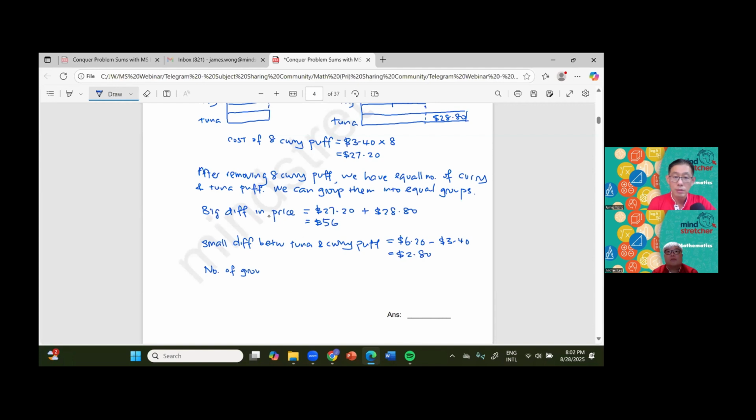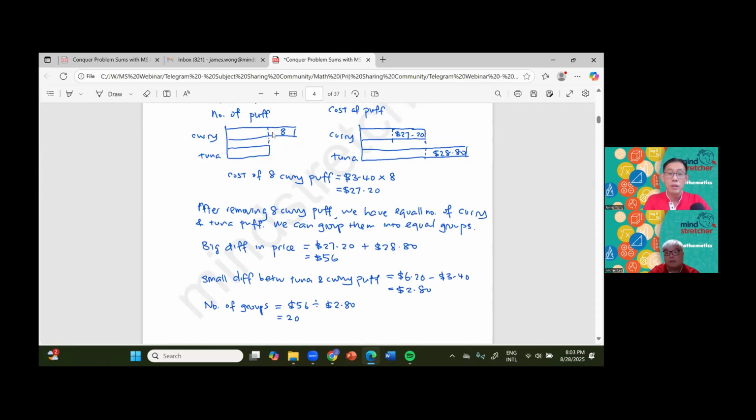Number of groups will be equal to 56 divided by 2.80, and that will give me a nice number, 20, right? Altogether 20 groups means there are actually 20 curry puff and 20 tuna puff. But what did the question ask you? The question asked how many curry puff did she buy for the party? Curry puff. In this case, we know that she actually bought 8 more.